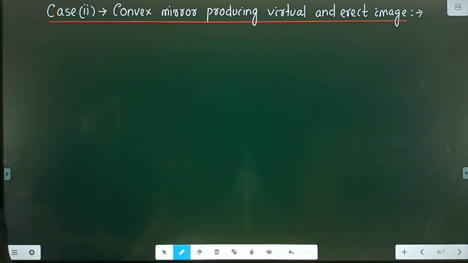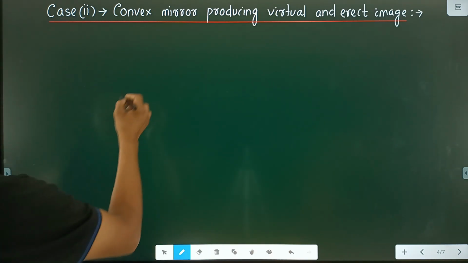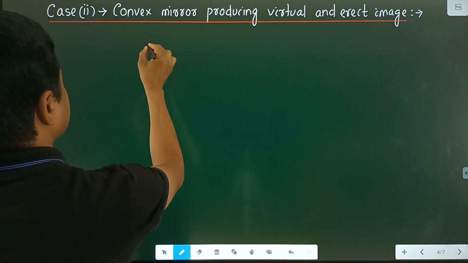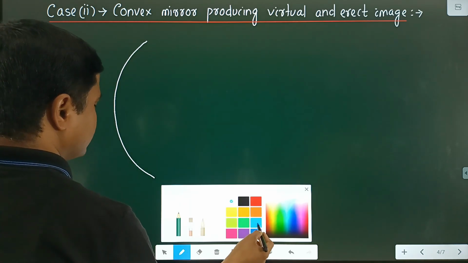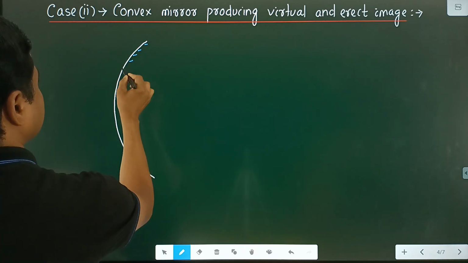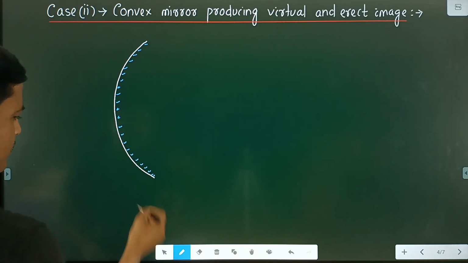A convex mirror always produces a virtual and erect image. This one is the convex mirror, and we draw the ray diagram. Convex mirror means the inner surface is the silver coated one, so this is known as the convex mirror.